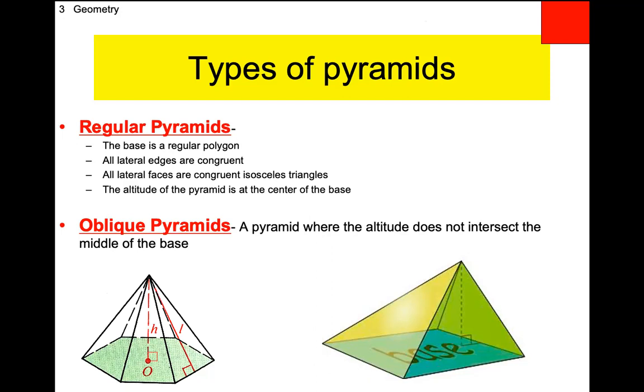Notice what that does to our shape. The height or the altitude no longer comes from the middle. The triangles are no longer isosceles and they're no longer congruent. You might have one isosceles triangle. The first one here on the front looks isosceles, but the second one clearly is not isosceles. And they're clearly not congruent to each other. You could still have a regular polygon as the base, though. All right, once again, unless you stop me, I'm moving on.